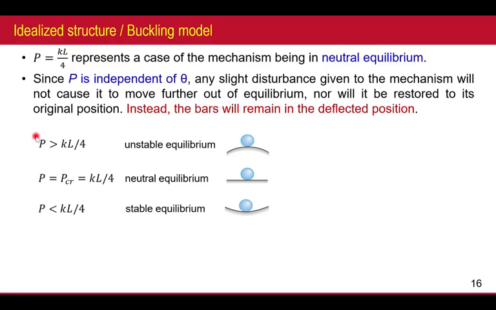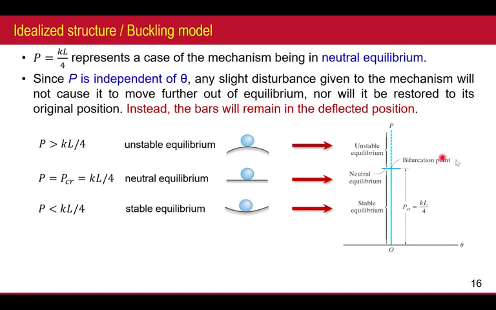For this kind of case, if P is greater than KL over 4, of course, it's unstable equilibrium. So that means we'll go back somewhere. If P is equal, this is a neutral equilibrium. Even let's say we're in stable equilibrium. But of course, there's a bifurcation point somewhere where there are two locations, one stable and one unstable.